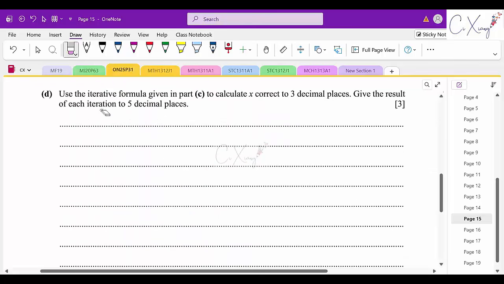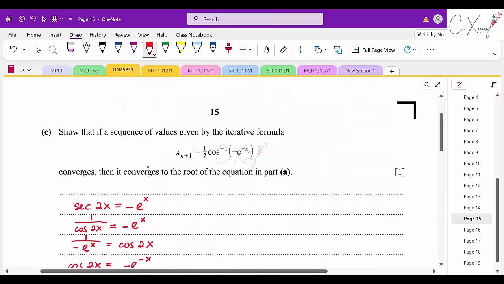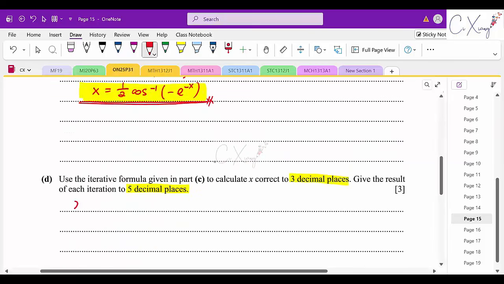Alright, so for part D, use the iterative formula given in part C to calculate x correct to 3 decimal places. So your final answer must be in 3 decimal places. Give the result of each iteration to 5 decimal places. And now we want to apply our iterative process. So what is the iteration formula? Basically, this is the iterative formula. Alright, so we are having x equals half, then cos inverse, negative e power negative x.